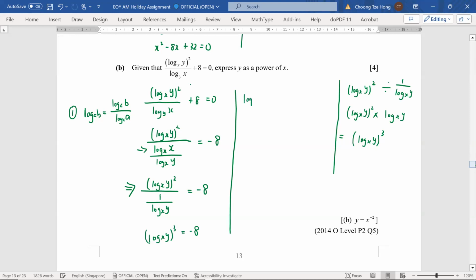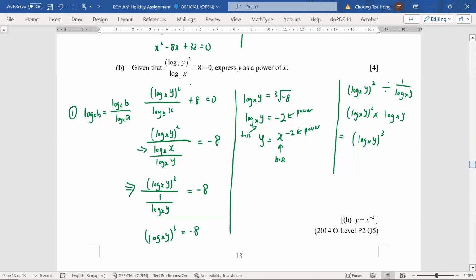So basically what we have now is we're going to cube root both sides. If you cube root the left side, then the cube is gone, and the cube root of negative 8 is going to give us negative 2. Then from here all we need to do is just change it to exponential form. So remember, this is the base, this is the power. So it will become y equals x to the power of negative 2. This is the base, this is still the base, this is still the power. Right, so this will be the answer already. We have expressed y as a power of x, that means x to the power of something.